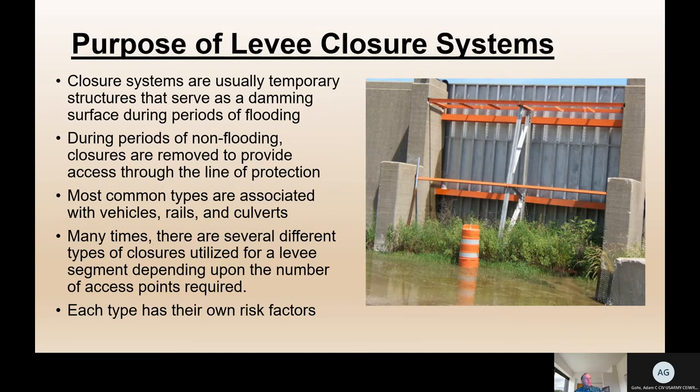So what's the purpose of levee closure systems? Well, simply put, they close off damming surfaces and openings for the levees. During non-flooding, there's nothing there but an open passageway for a roadway, a railroad, or personnel to pass through, or water to pass through, because the majority of closures are for culverts, storm drainage culvert systems. And almost every levee system has multiple different kinds of closures and closure devices. And they all need to be understood when you're doing a risk assessment. And each type has its own risk factor.